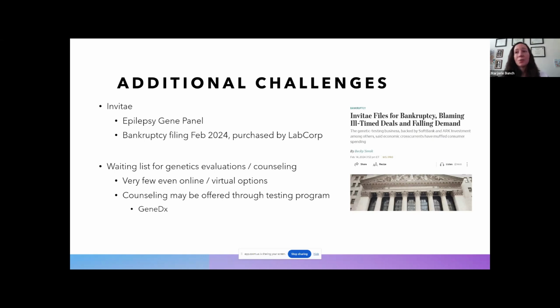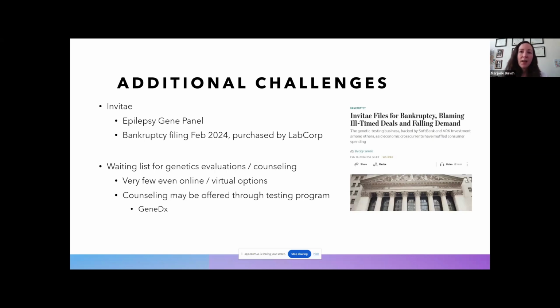Another challenge is there are huge waiting lists for genetic counselors, for genetic evaluations. There are very few online or virtual options. Counseling may be offered through the testing program. GeneDx is a big provider of genetic testing, and they have counselors that work with them.